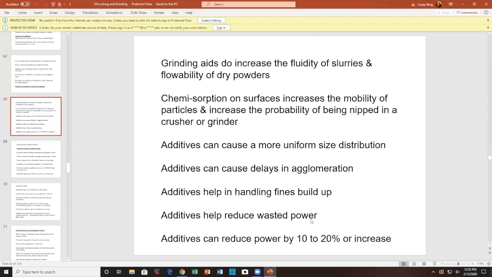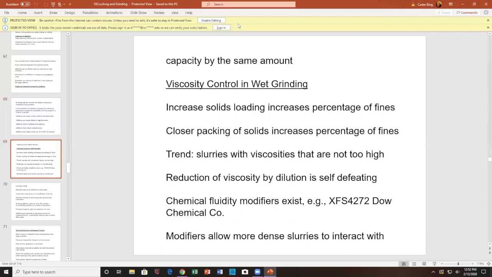Additives help reduce wasted power. That's interesting. Additives can reduce power by 10 to 20%, or increase the capacity by the same amount.